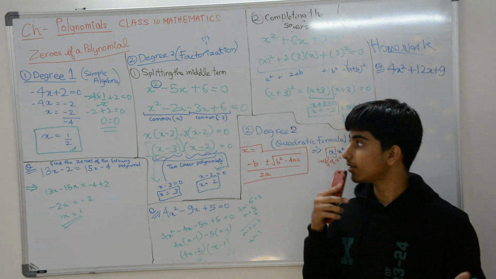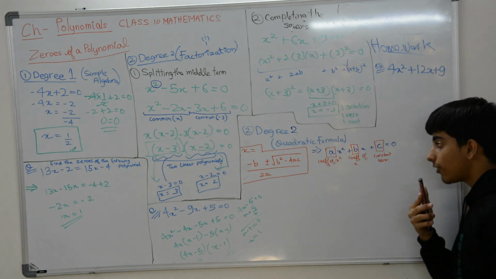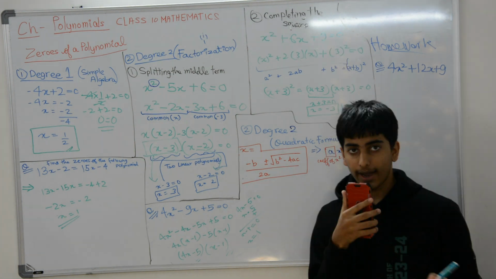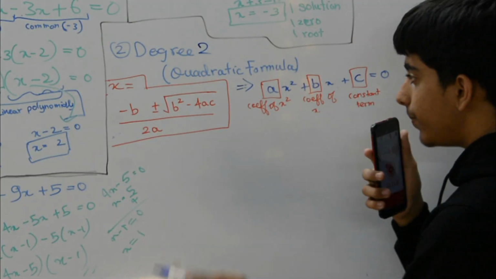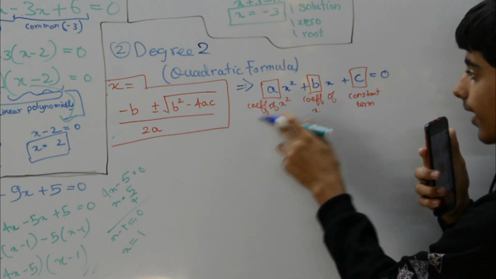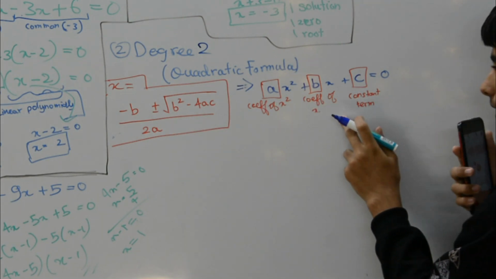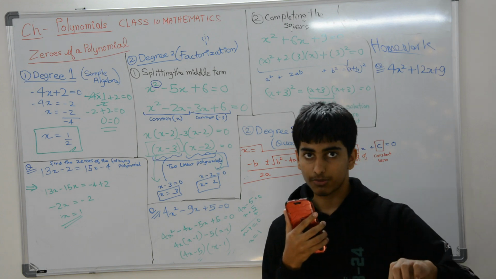Now that we have seen the factorization method, let's move on to the quadratic formula. The quadratic formula is also called Sridharacharya's formula, and it looks something like this, where b is the coefficient of x, a is the coefficient of x square, and c is a constant term. If you want me to derive this formula, I can do it in a different video. Please drop it in the comments.